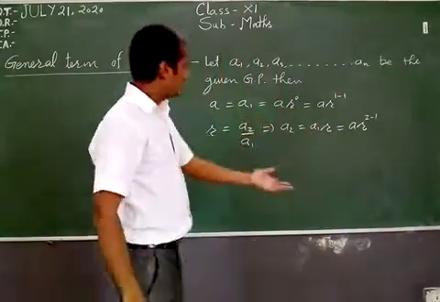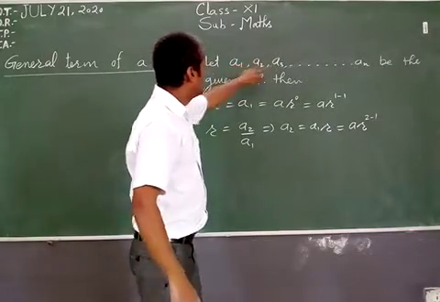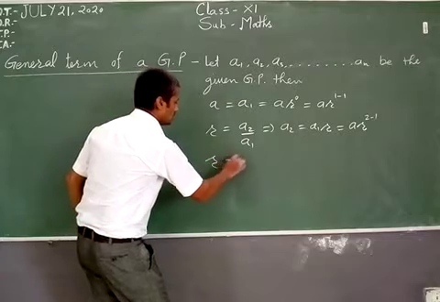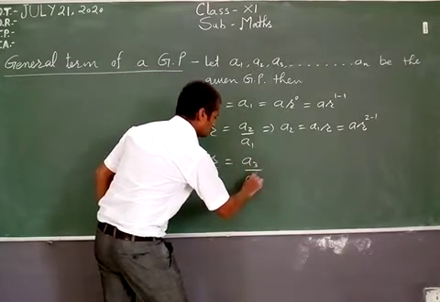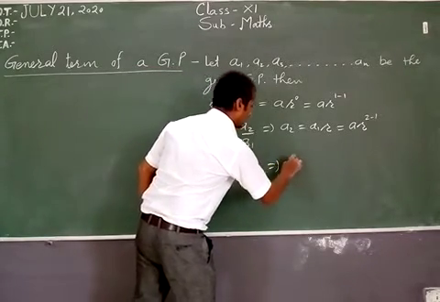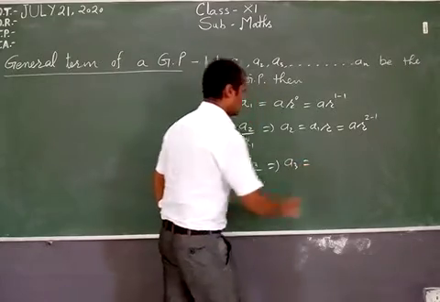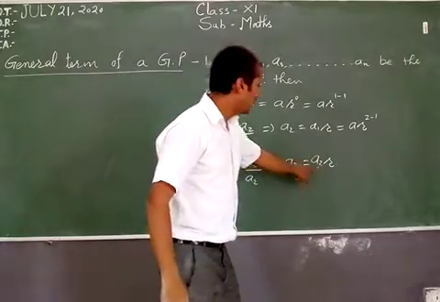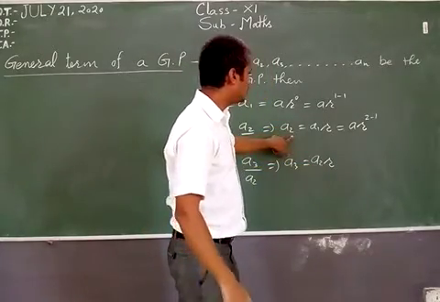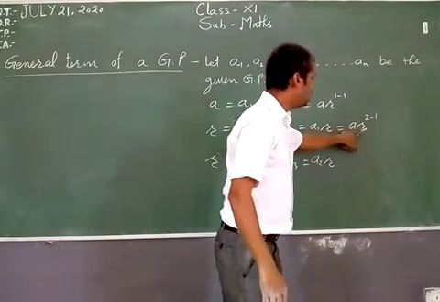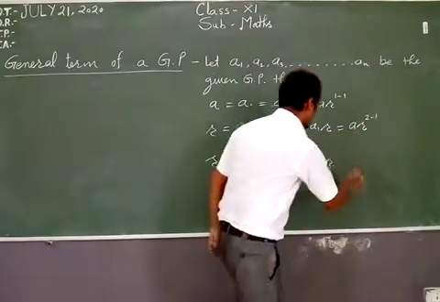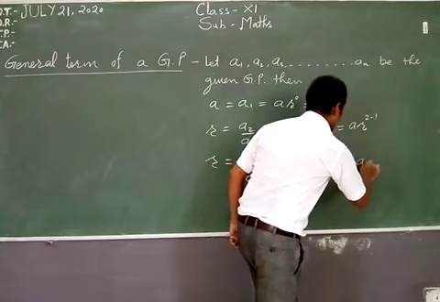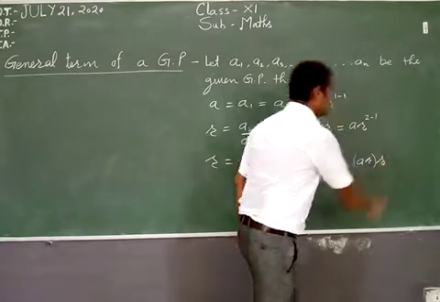To find the next term, we can divide the third term by the second term. To find the common ratio, A3 by A2 implies that A3 equals A2 R. We have A2 equal to A into R, so we can write in the place of A2, A into R into R.